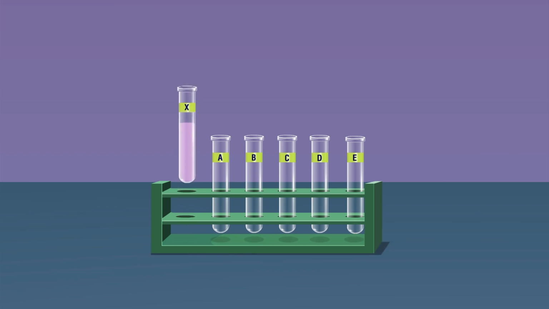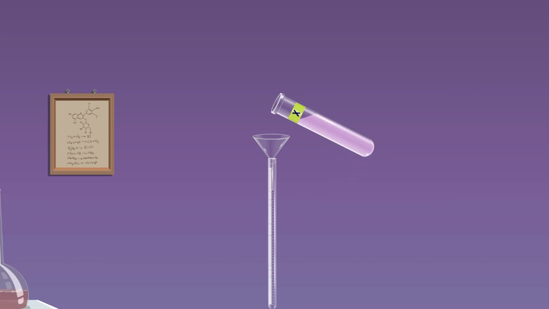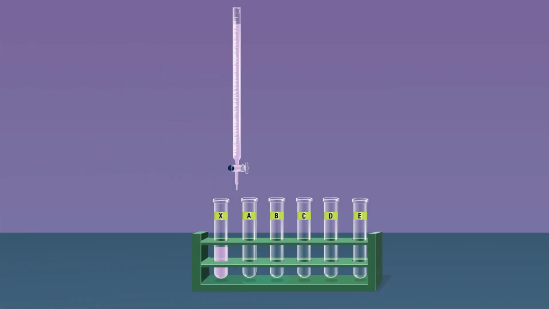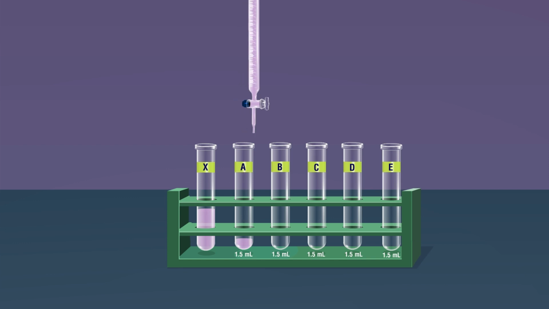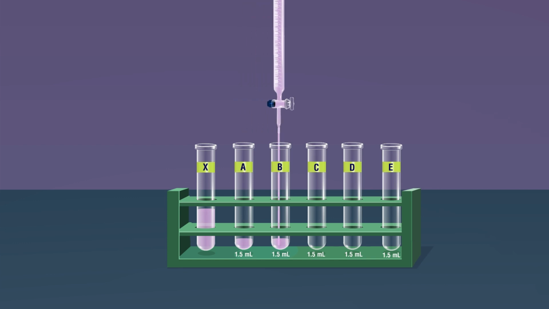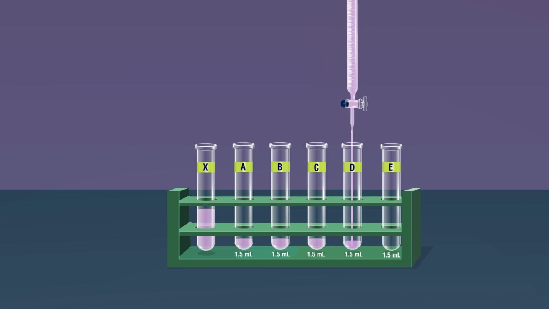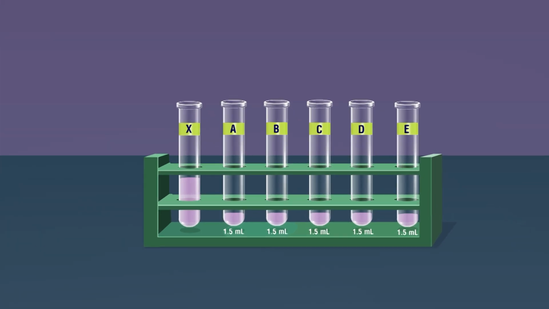Take the pink colored solution prepared above in a burette. Add 1.5 ml of solution in test tube A from the burette. Similarly, add 1.5 ml of solution in the remaining test tubes B, C, D and E.